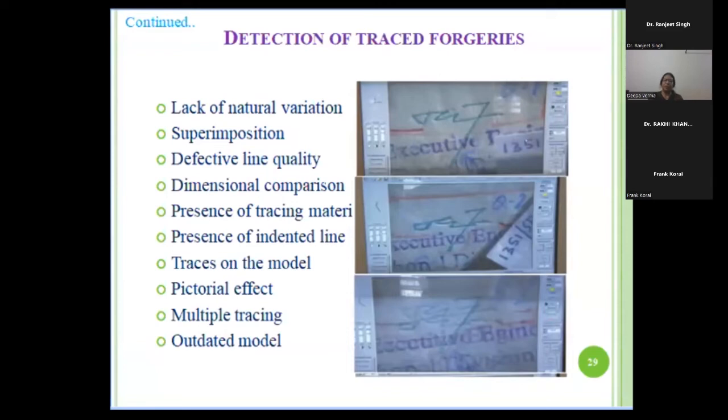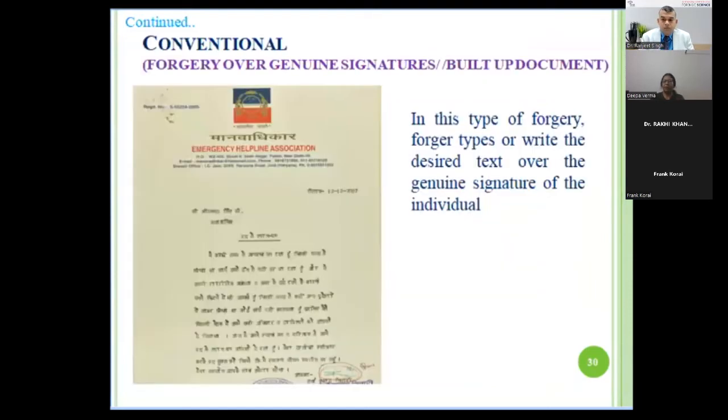So lack of natural variation leads to suspicion about the forgery, then superimposition of the signature, defective line quality, dimensional comparison, presence of tracing material, presence of indented lines, trace or model, pictorial effect, multiple tracing, and outdated model generally used by the forger.